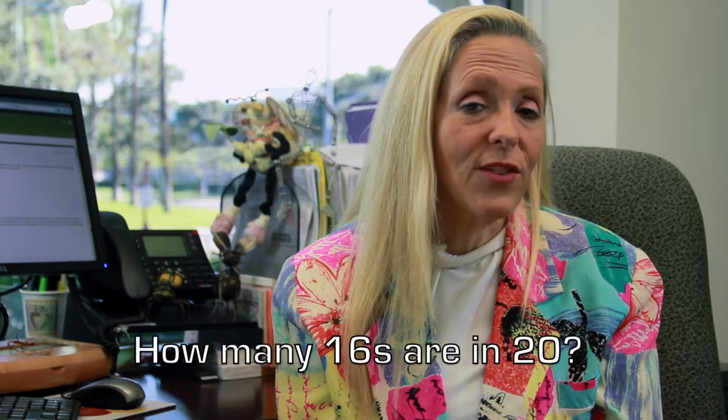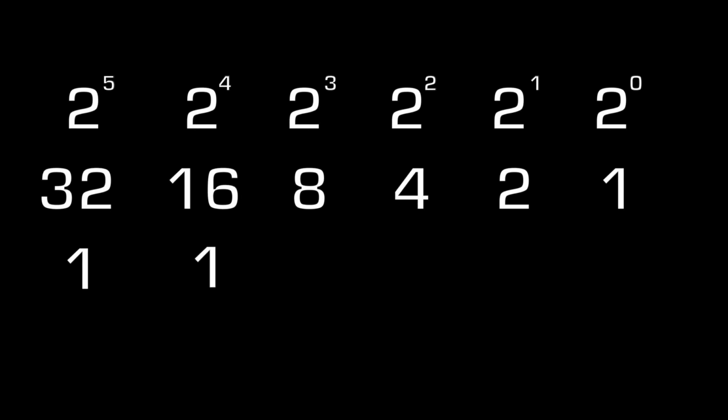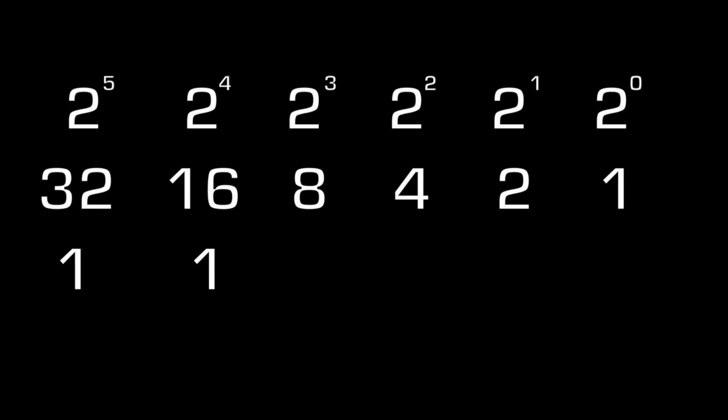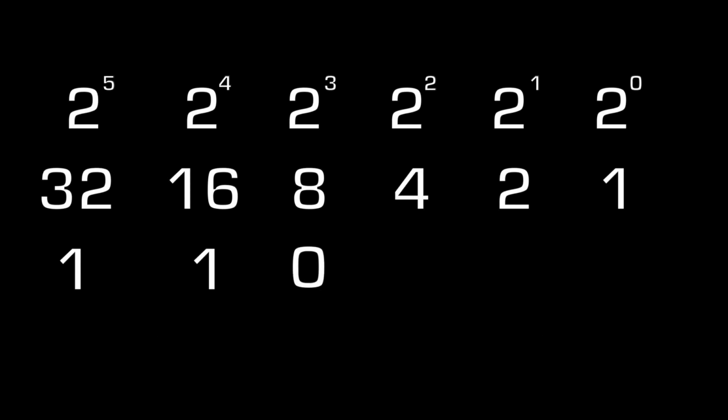Now we ask ourselves, how many 16s go into 20? We know that 16 goes into 20 one time, so we put 1 in the 2 to the 4th power position. If we subtract 16 from 20, we get 4. Thus we have 4 left. The next position is 2 to the 3rd, or 8, so we ask how many 8s are in the number 4. Well, 8 doesn't go into the number 4, so we put a 0 in the 8th position. We still have a 4 left.